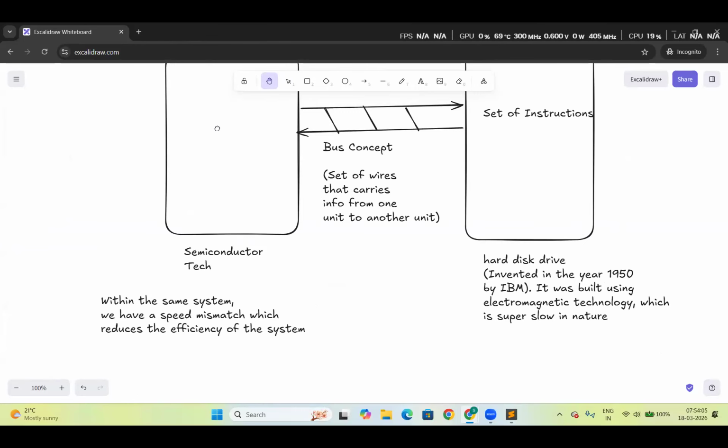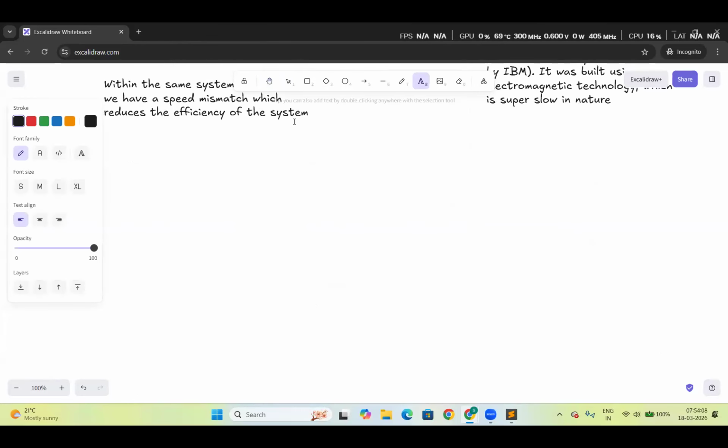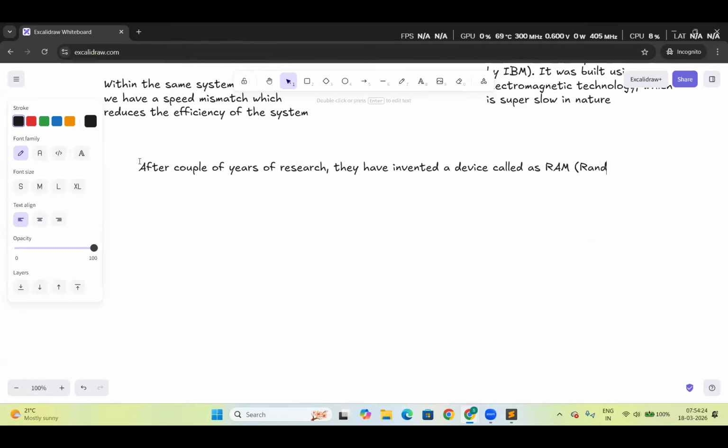Now, after a couple of years of research, they invented a device called RAM. RAM stands for Random Access Memory. Now you understand the reason why we say more RAM capacity, the faster the system. We will understand why we say that.